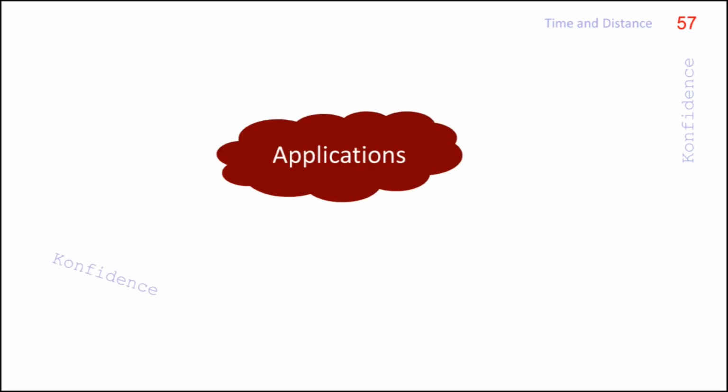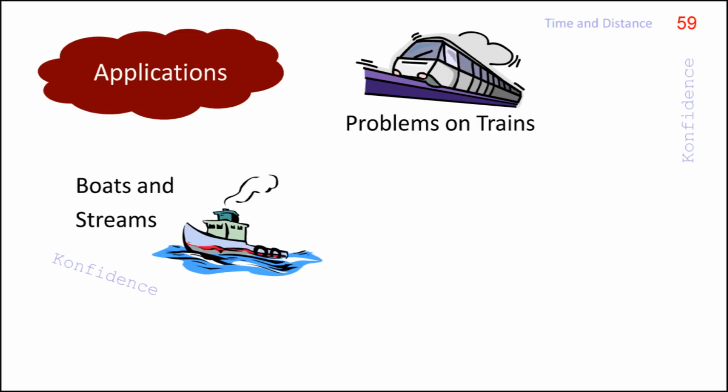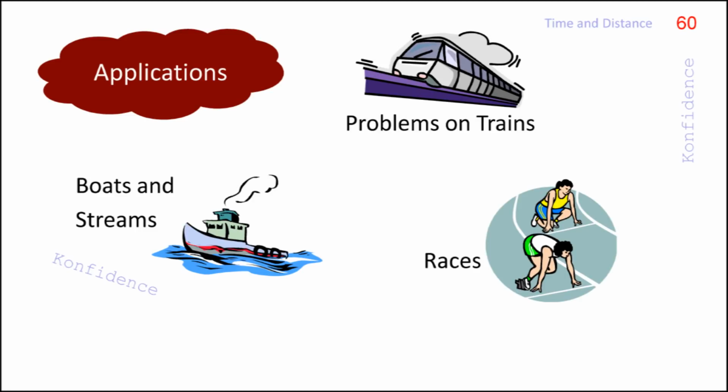Now let us move on and look at three important types of application questions that are commonly asked in aptitude test papers. They are problems on trains, problems on boats and streams, and problems related to races. We shall look at some questions from each of these categories.